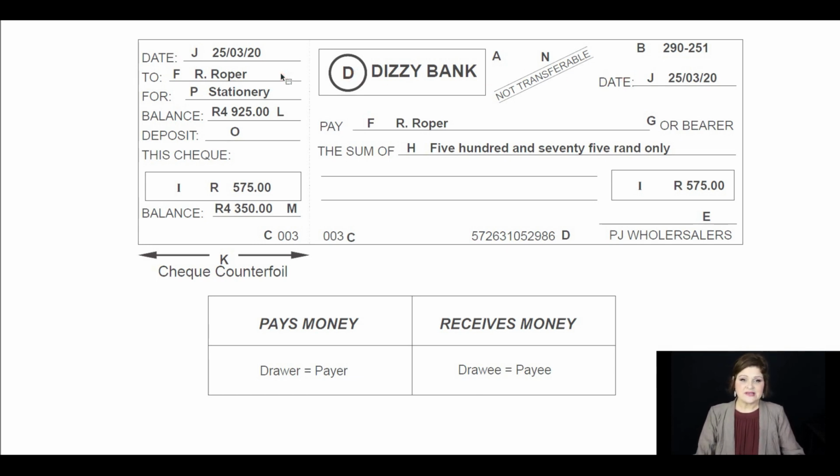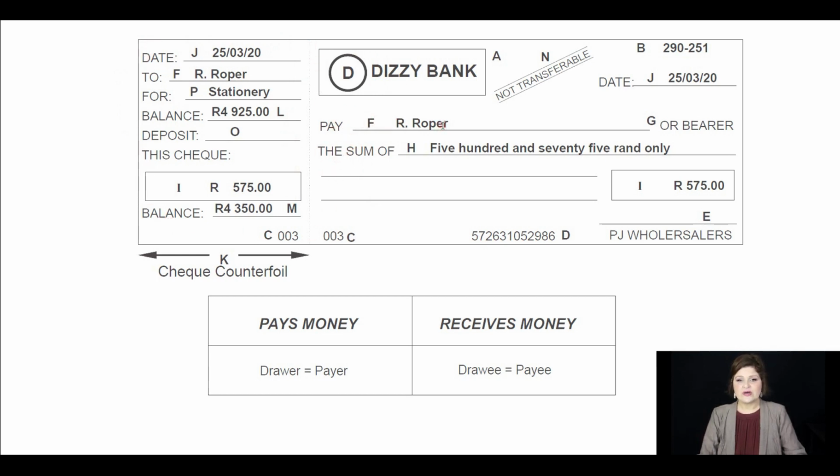You will note that on this example you have the bank name, the branch code. There's your check numbers being duplicated. There's your account number. Here is the account holder's name, that's PJ Wholesalers. And we will see the transaction that has been written out onto this, the payment that has been made with this check is as follows.